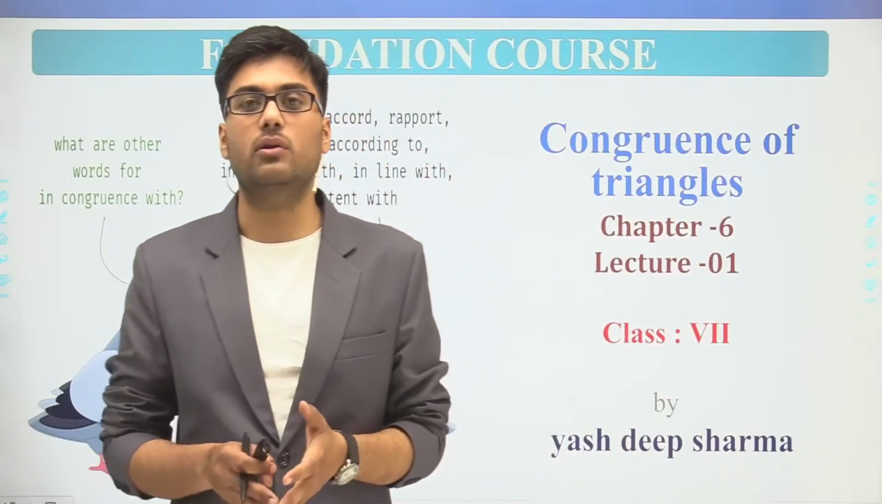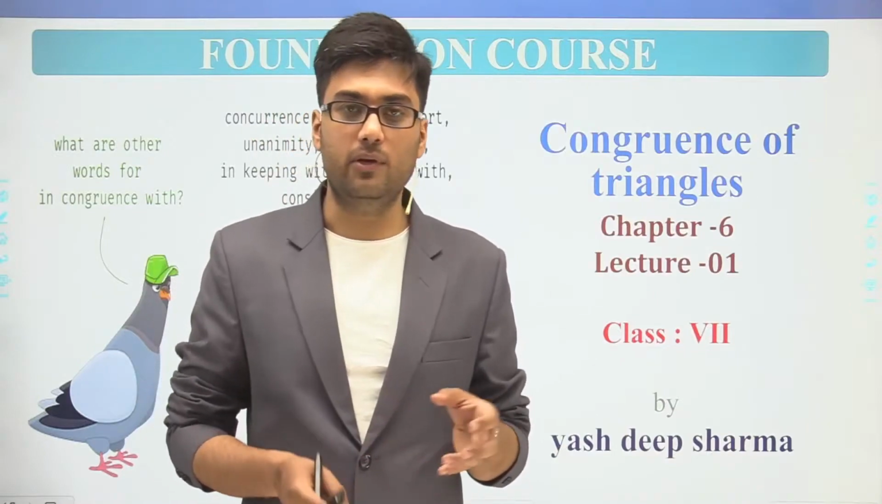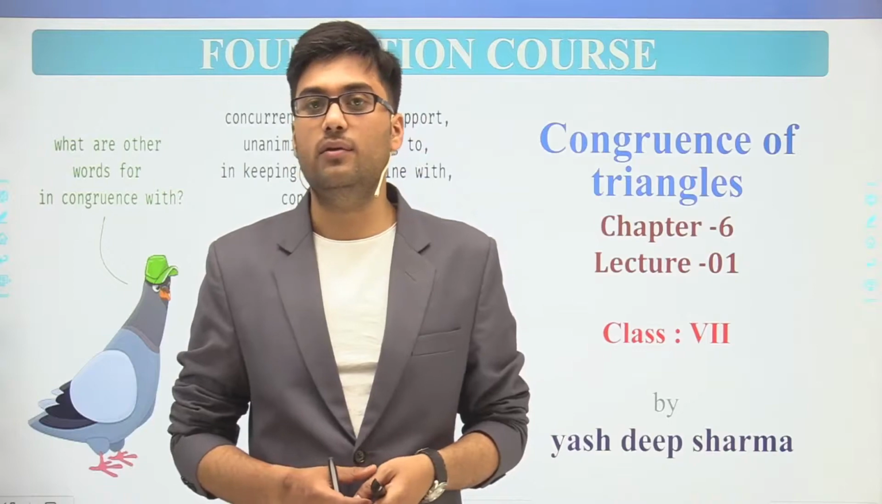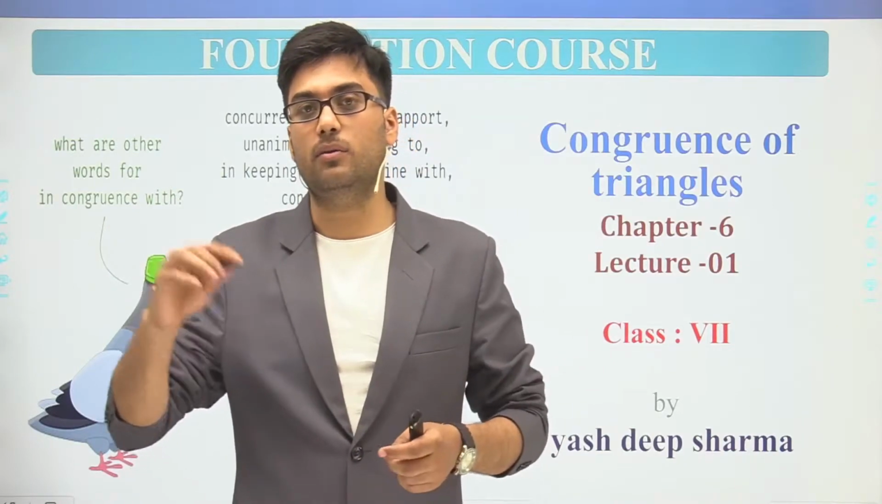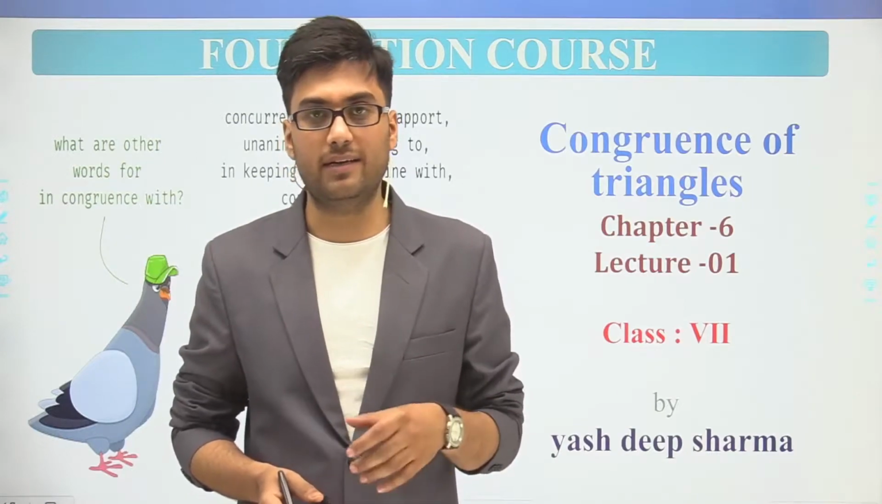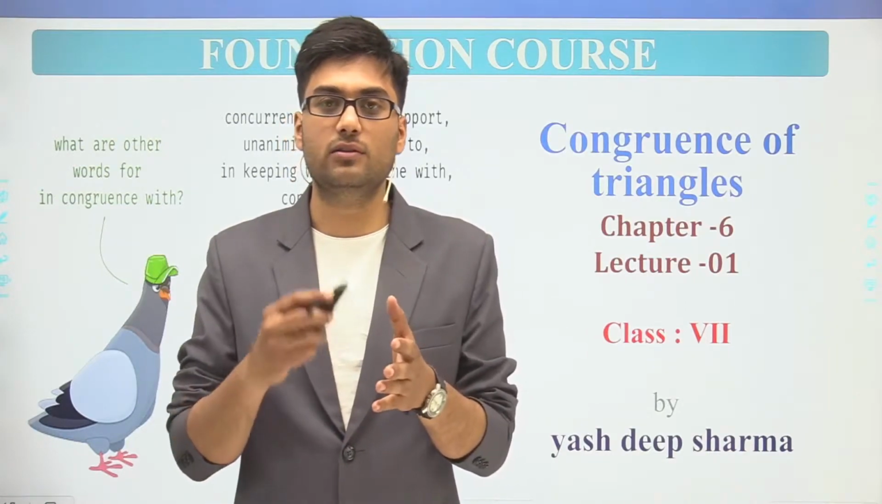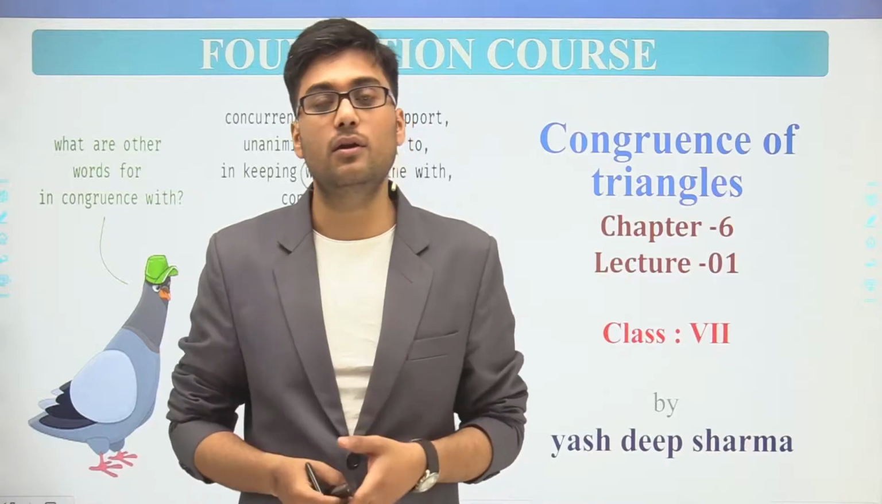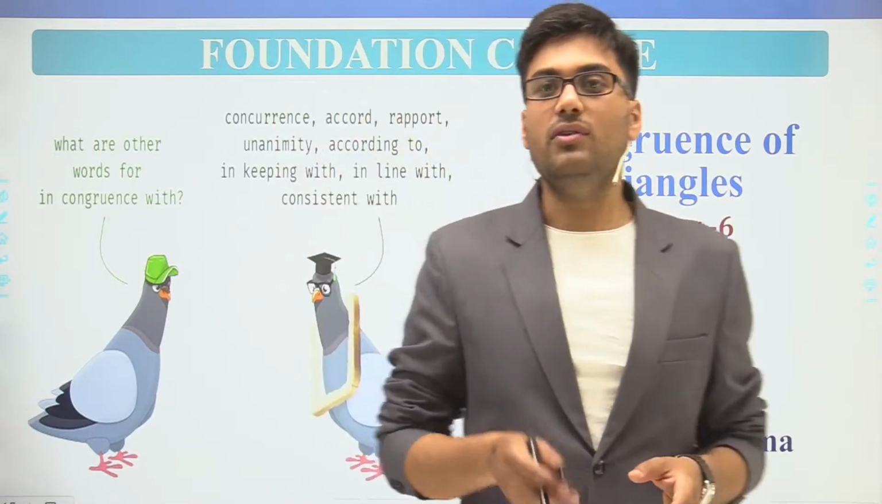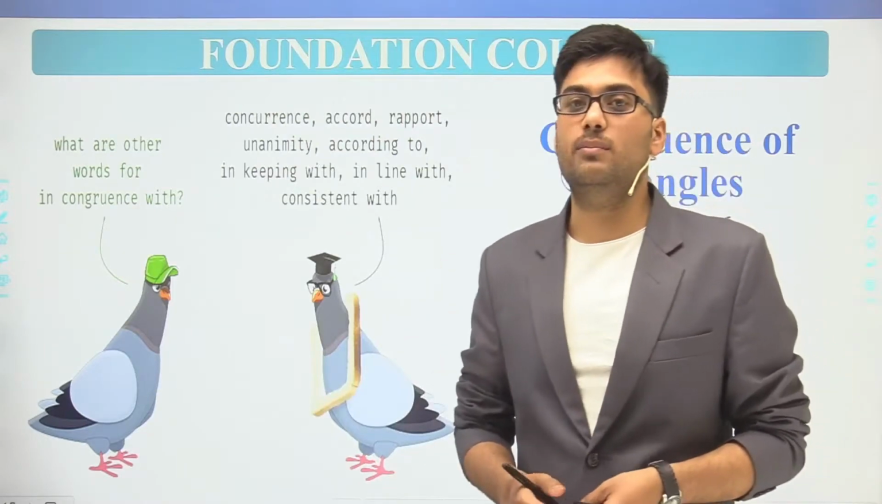We study the properties of triangles because, to find the properties, area, and perimeter of a polygon, we can convert that polygon into triangular parts. Then we apply the properties of triangles and find the required parameter of that polygon. Clear? Students, now in this chapter we discuss congruency.